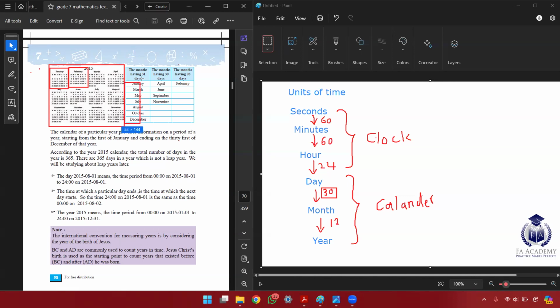So they have given a table here for you to understand how many months have 31 days, and how many months have 30 days and 28 days, right? So it is really important to learn a method to find this, right? You don't need to memorize because I can teach you a method for this. So let me show you.